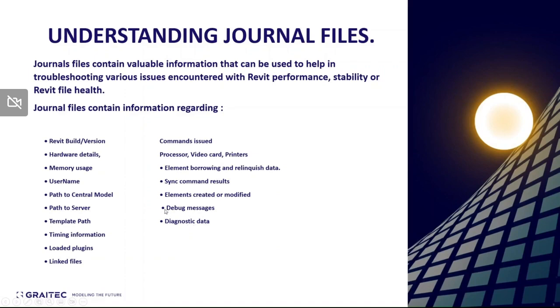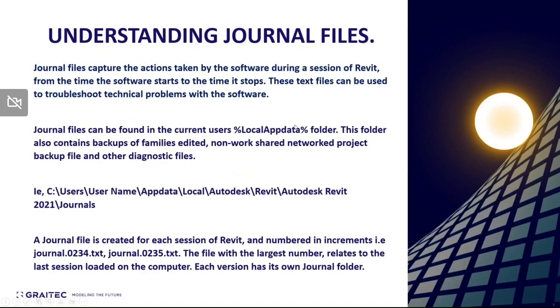It will give you debug messages and diagnostic data. So with a combination of the potential debug messages and the commands issued, you can use a journal file to maybe identify and narrow down any problem within your Revit file. Journal files basically capture everything that's happened within your current session, from when you start to when you stop.